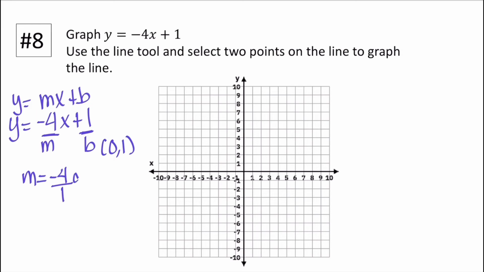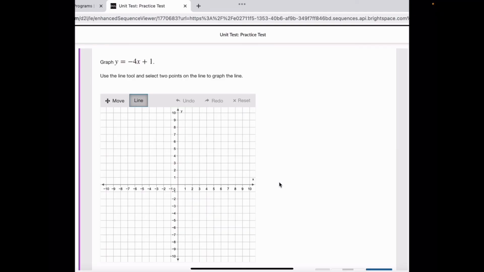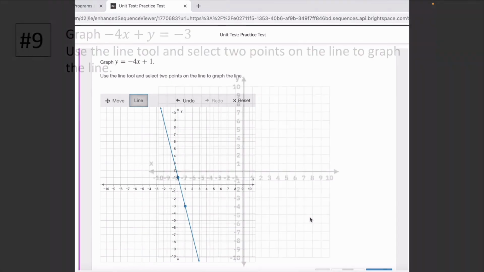So negative 4 tells me I'm going to go down 4. 1 tells me I'm going to go right 1. So it's y equals negative 4x plus 1. So I'm going to go to 1 and put my first point there because that is the y-intercept of my line. Then from 1, I have a slope of negative 4. So I'm going to count down 4. 1, 2, 3, 4, and then right 1 to here to create my second point. So remember, when I click on the second point, it'll automatically create the graph of my line.